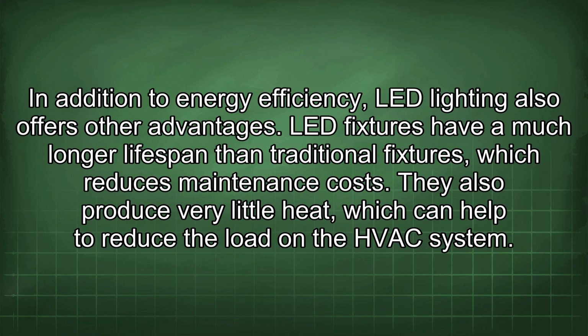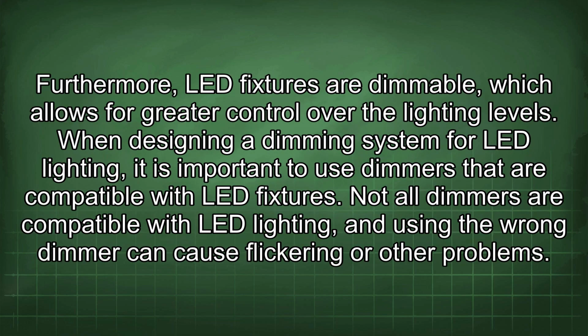In addition to energy efficiency, LED lighting also offers other advantages. LED fixtures have a much longer lifespan than traditional fixtures, which reduces maintenance costs. They also produce very little heat, which can help to reduce the load in the HVAC system. Furthermore, LED fixtures are dimmable, which allows for greater control over the lighting levels. When designing a dimming system for LED lighting, it is important to use dimmers that are compatible with LED fixtures. Not all dimmers are compatible with LED lighting, and using the wrong dimmer can cause flickering or other problems.